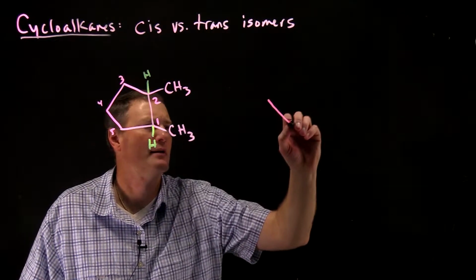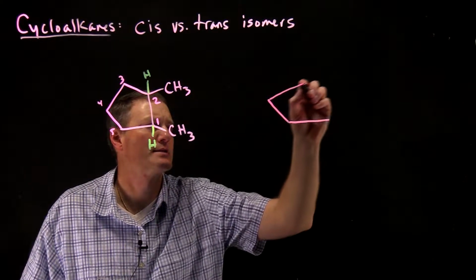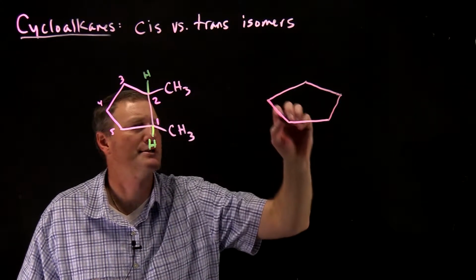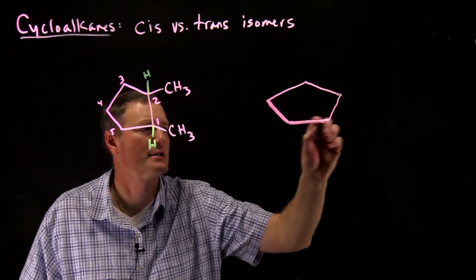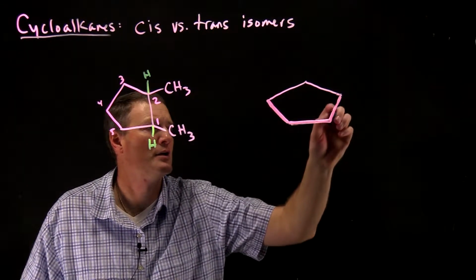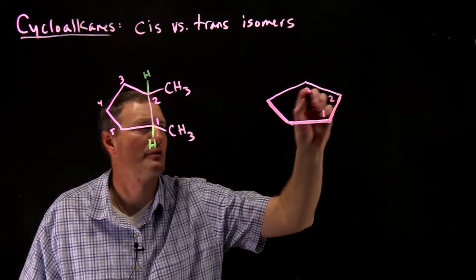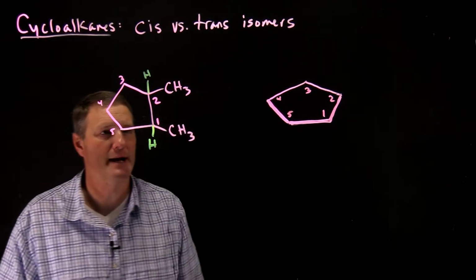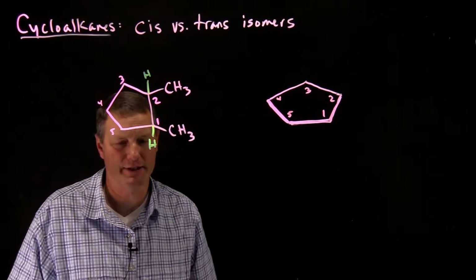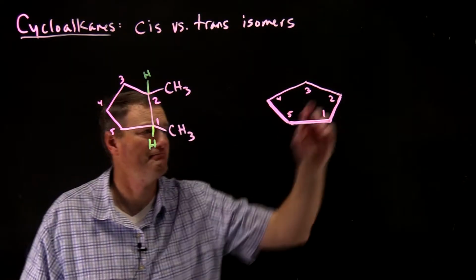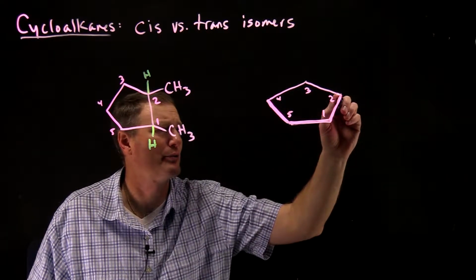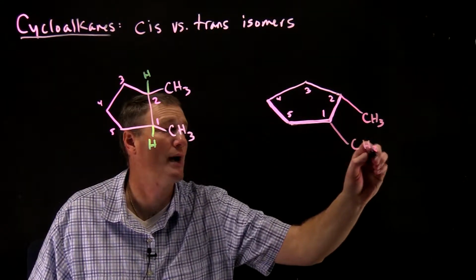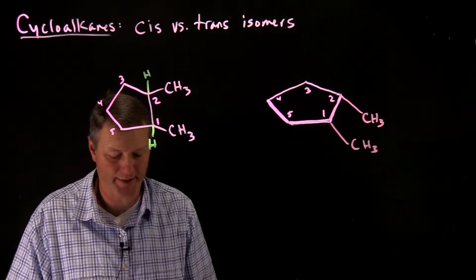So to do that, let's envision turning our ring sort of on the side. And let me darken in these bonds here in the front. So this is carbon 1, 2, 3, 4, and 5. And let's take a look at the methyl groups now. There's actually two possible orientations that I could have. The first one I'm going to draw, let's say that we have both methyl groups on the same face of the plane defined by this ring.